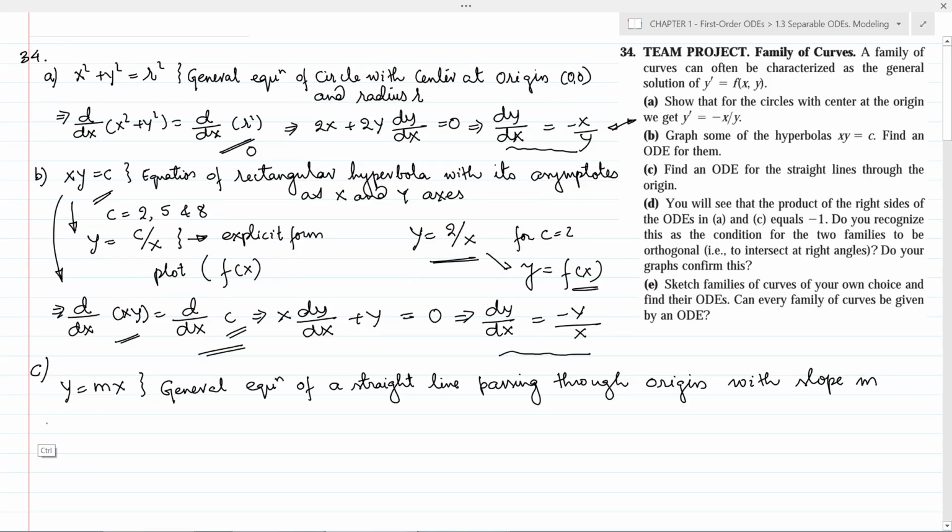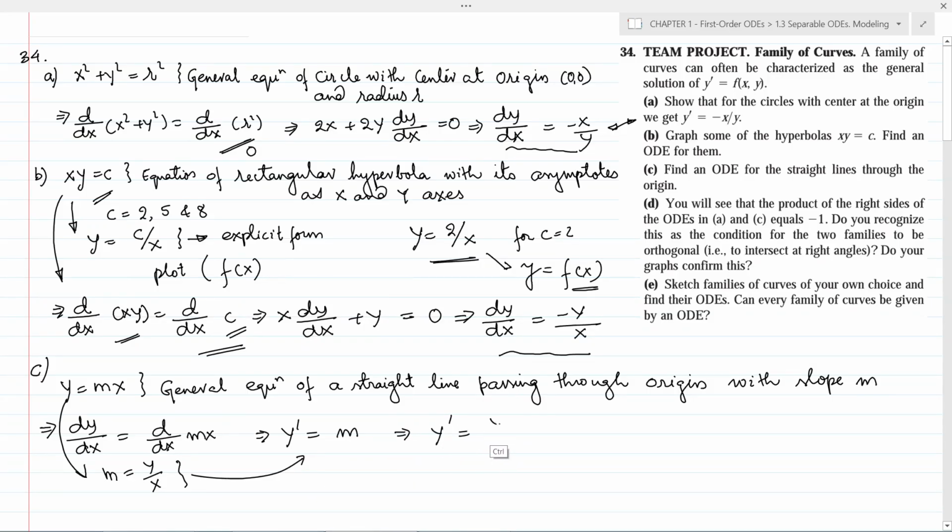To get its ODE, we can differentiate both sides with respect to x, and we get dy by dx equal to d by dx of mx, which implies y dash equal to m. Now, m is not an arbitrary constant, and m is dependent on x and y values. So, from here we can write m equal to y by x, and we can substitute this value of m in the ODE to write y dash equal to y by x, and this is the ODE for a straight line passing through the origin.